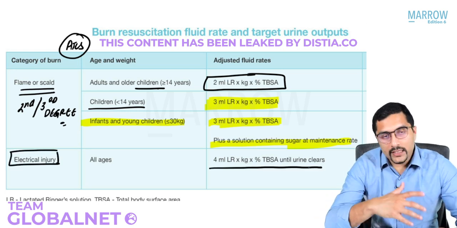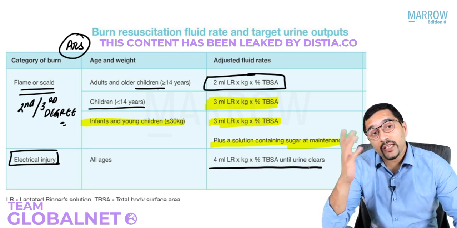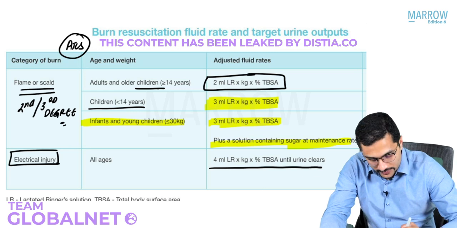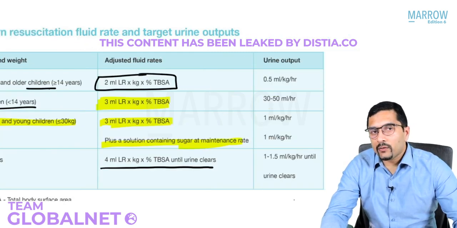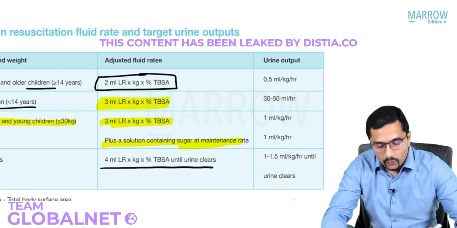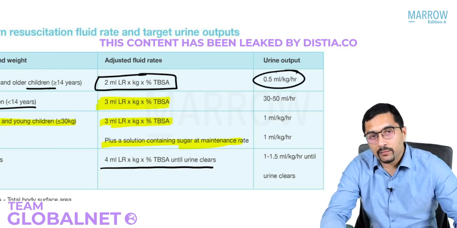If it's a grade 4 injury, electrical burns, then in them it's the old Parkland's formula, which is 4 into body weight into total body surface area burned. Now we monitor whether adequate fluids are being given or not by the urine output. The minimum urine output which we want is 0.5 ml per kg per hour.